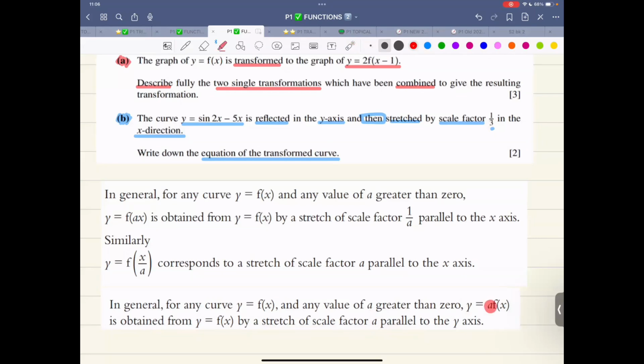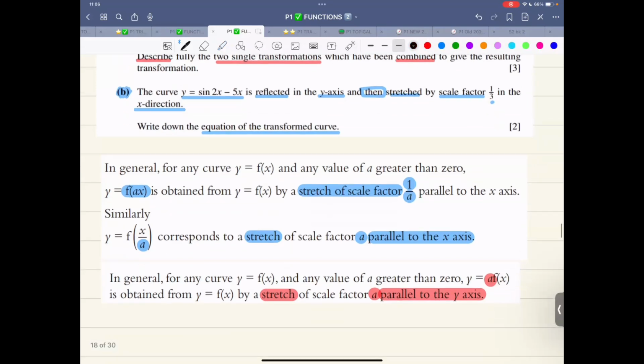So first of all, let me highlight this. There is an a on the outside. This is a stretch parallel to the y-axis and the scale factor is a. But if we are talking about a stretch parallel to the x-axis with scale factor a, it will be written as f of x over a. And if there is a stretch of scale factor 1 over a, it will be written as f of ax. It's a reciprocal thing.